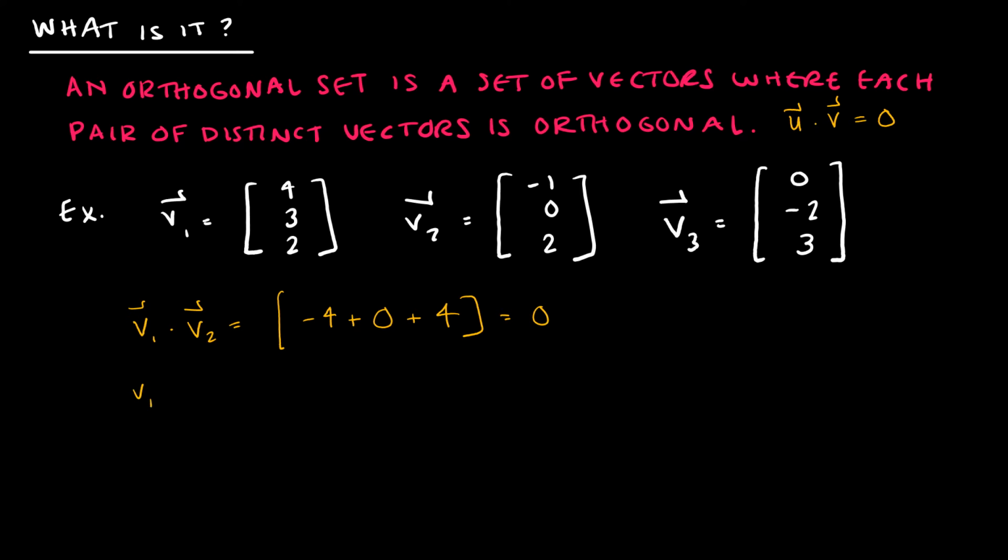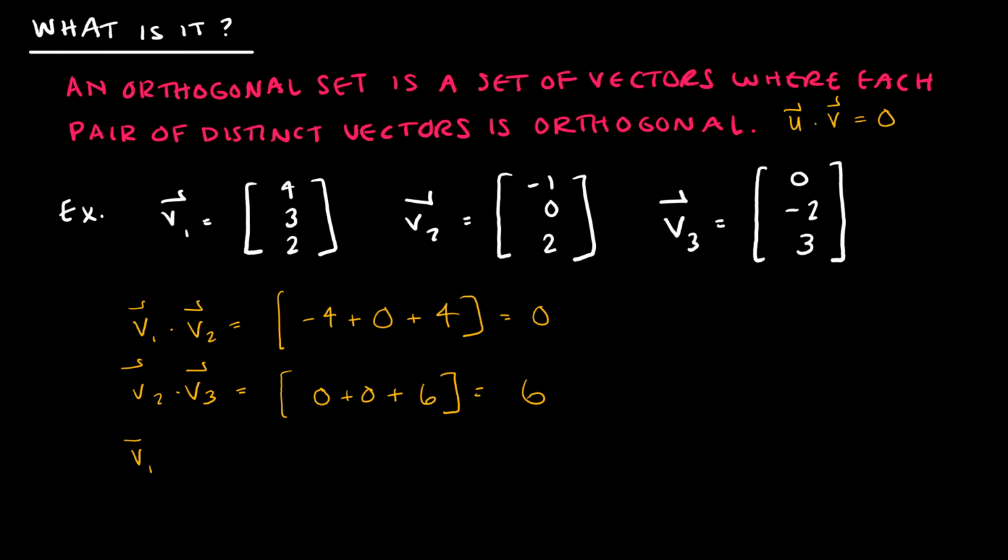Then I'll check, say, v2, v3. And again, I'm just checking the exact same thing. So I'm saying 0 plus 0 plus 6. Well, obviously 0 plus 0 plus 6 is equal to 6, and therefore it's not equal to 0. So I can continue checking.